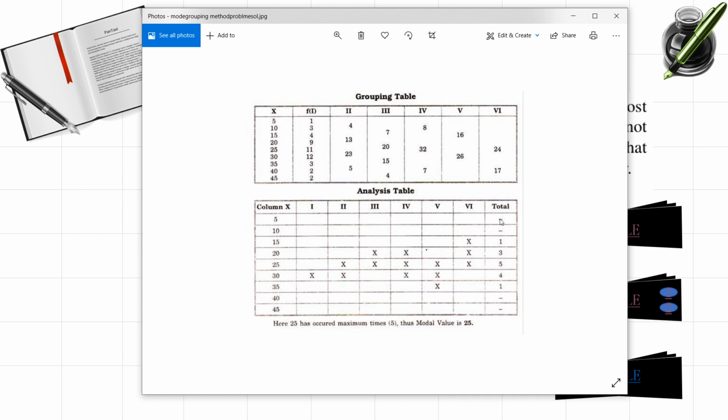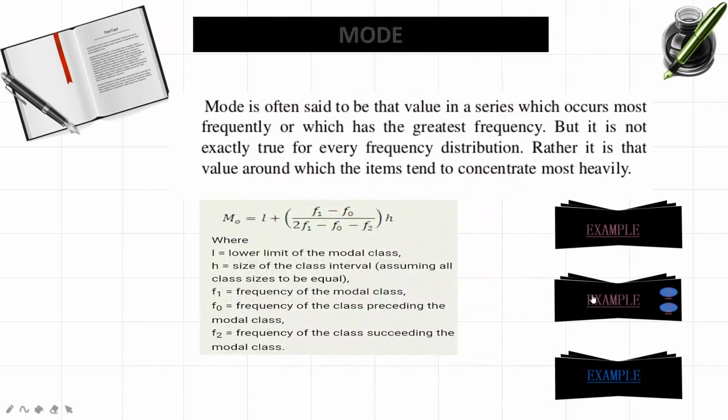And which particular total is highest here? 5. And what is the corresponding value? 25, which is our modal value. This is how to find out the mode value by using the grouping method. Next we have the calculation of mode in case of continuous series.